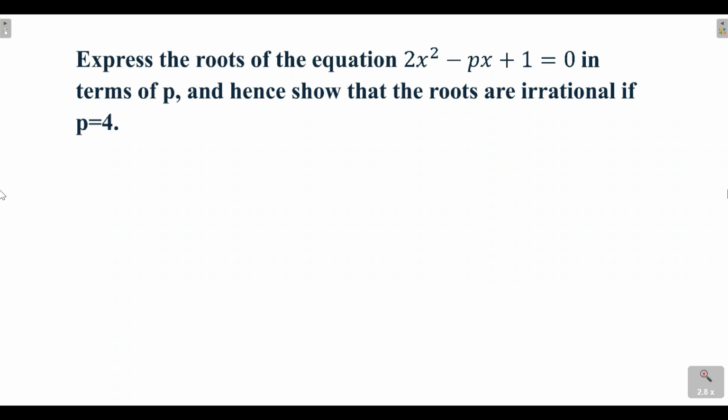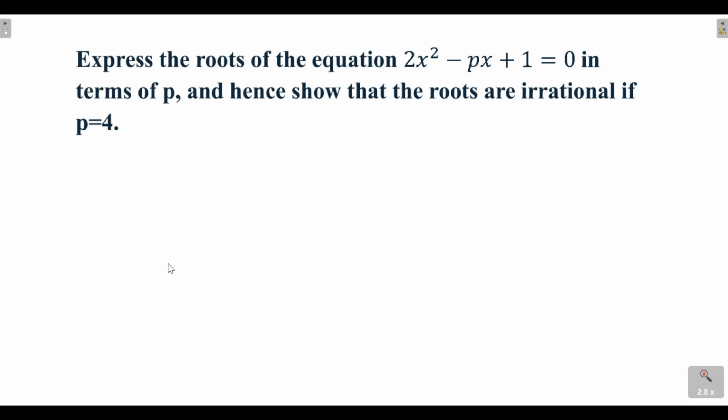On today's video tutorial, we are still solving quadratic equations. In this question, we are given a quadratic equation that has two unknowns. We've got a p, and we've got an x here. We need to express the roots of the quadratic equation 2x squared minus px plus 1 equals 0, in terms of p, and hence show that the roots are irrational if p is equal to 4.